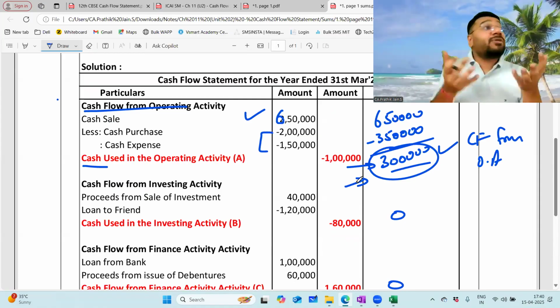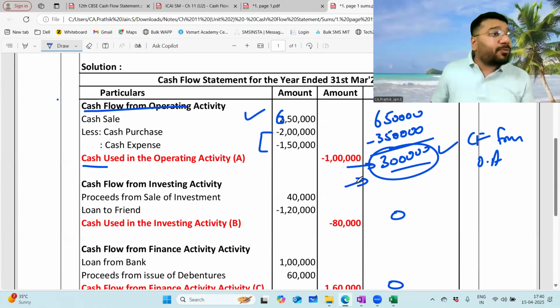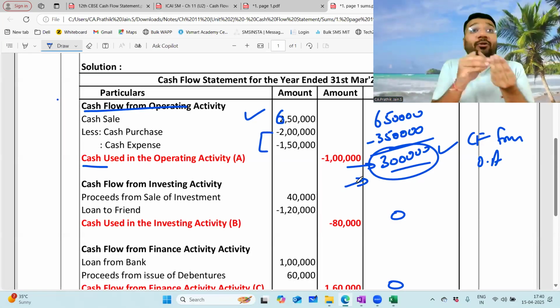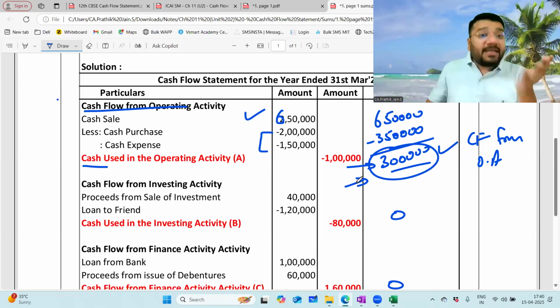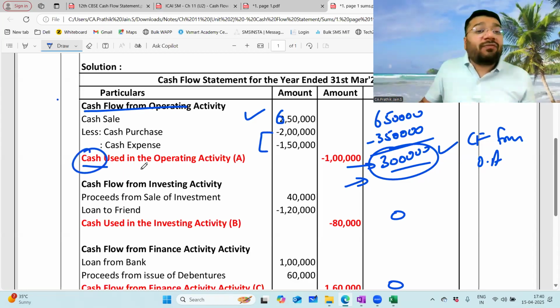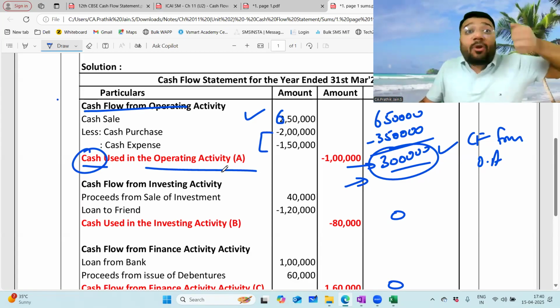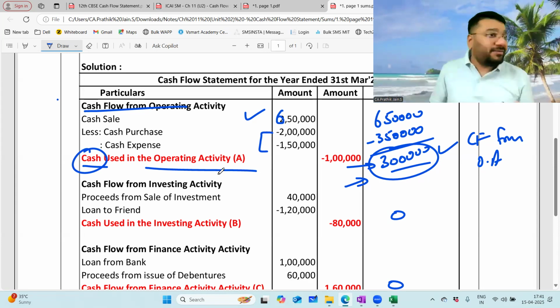Guys, we're doing the cash flow statement. So in the cash flow statement, the profit I'm interested in is the cash profit. Cash profit means 100 rupees collected, 80 rupees spent, balance 20 rupees is cash in hand. That is my cash profit. Cash flow from operating activity means I'm interested in my operating cash profit, which means at the operational level, how much cash is generated in my hand.